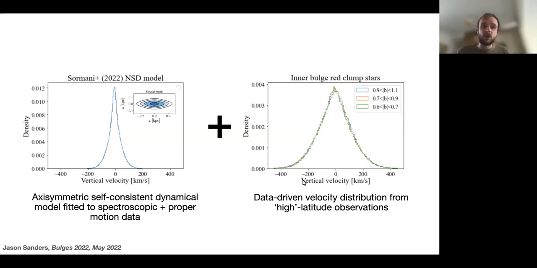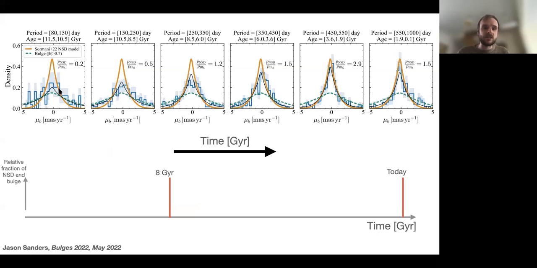Another analysis is using the dynamical model from Matthias Sormani's recent nuclear stellar disk work that was fitting spectroscopic and proper motion data, and trying to find how much of that component is needed and how much of a bulge component is needed, where the bulge component has been measured from the surrounding high latitude observations. And so here you can see various proper motion distributions sorted by period.